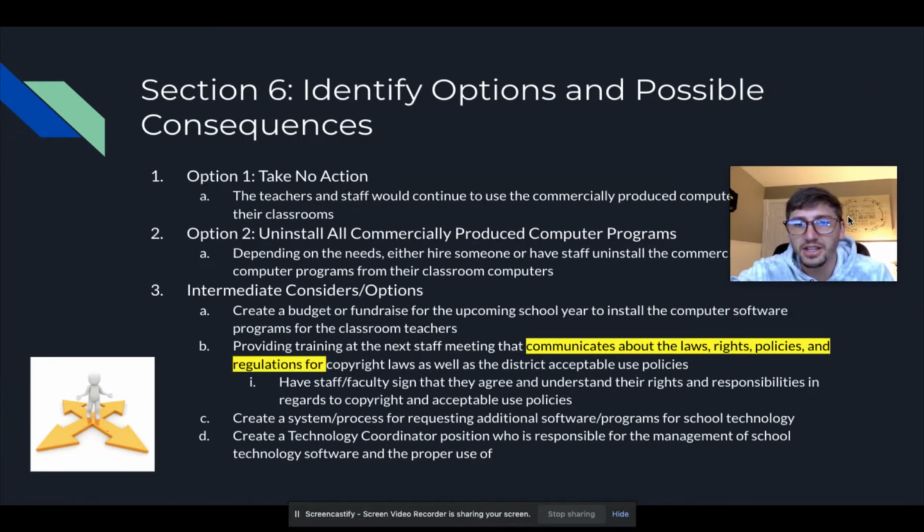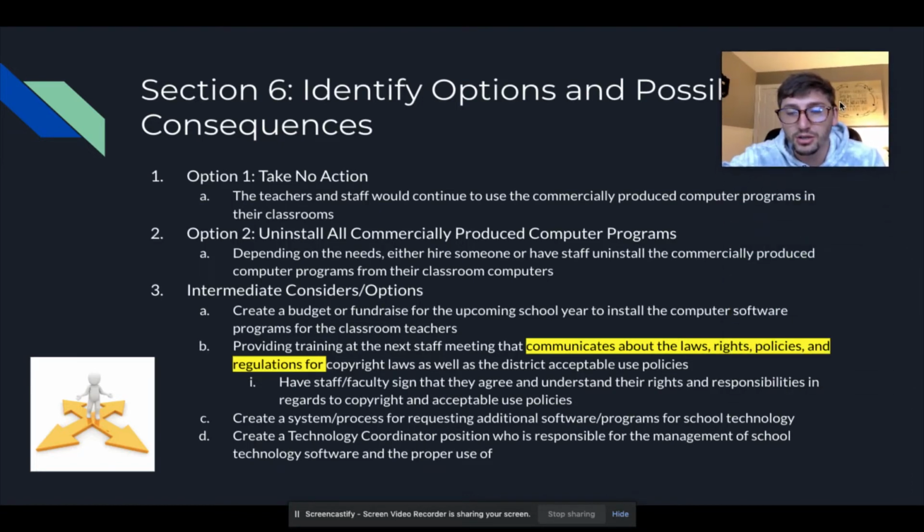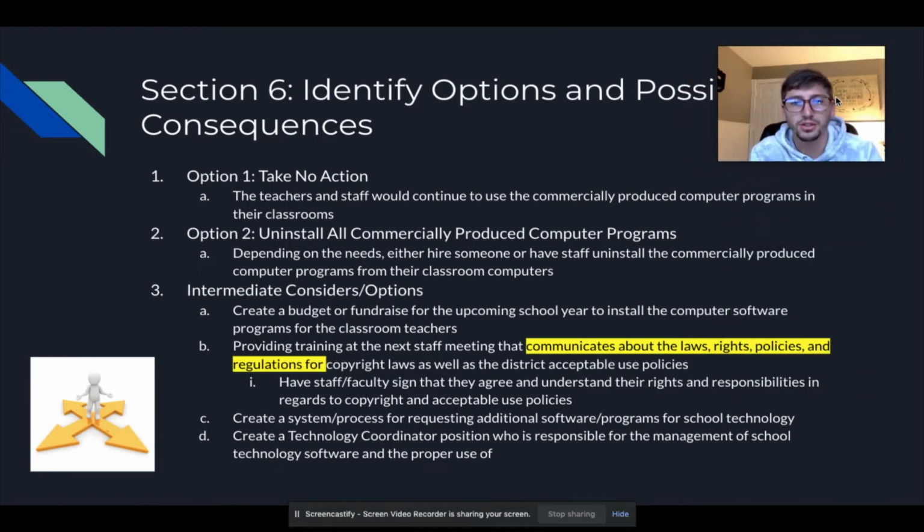Now let's identify the options and the possible consequences for those options. So, option one would be to take no action, and the teachers and staff will continue to use the commercially produced computer programs in their classrooms. Option two would be to uninstall all commercially produced computer programs, which means that depending on the needs, you may either need to hire someone or have staff uninstall the commercially produced computer programs from their classroom computers.